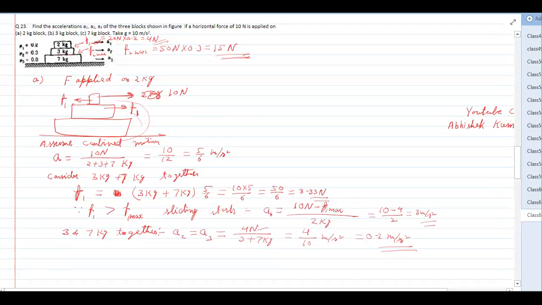The maximum friction is acting, and between 3 and 7, the maximum which can act is 15. So the applied force, the friction between them, cannot be greater than 4 Newton. So it will always be less than 15 Newton, so they will always try to move together. Between 3 and 7, we can easily say that they are not going to slide because the friction between them is very large, 15 Newton, and the applied force on them is only 4 Newton. So they cannot slide on each other. So in this case, we have got the three accelerations.